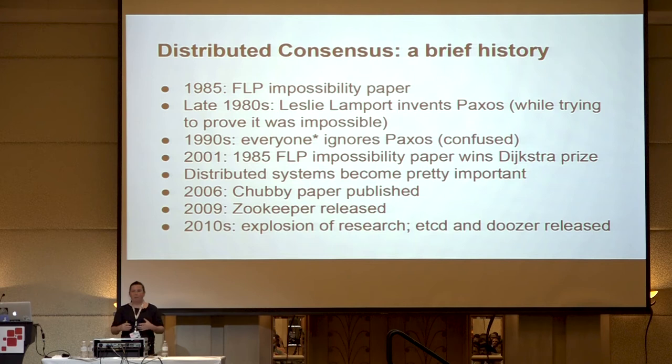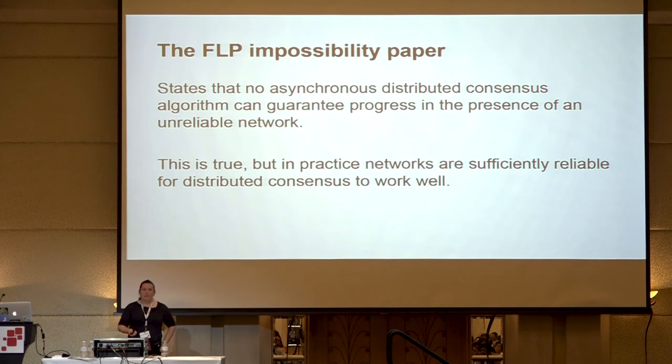ZooKeeper started getting really popular because even if your system wasn't really designed to use distributed consensus, ZooKeeper provided a fairly easy API to use. And then in the 2010s, we had an explosion of research, and a couple more releases of pretty good open source distributed consensus implementations. So the FLP impossibility paper, you'll read it and you'll go, oh no, we can't do this. But in practice, it tends to work fine.